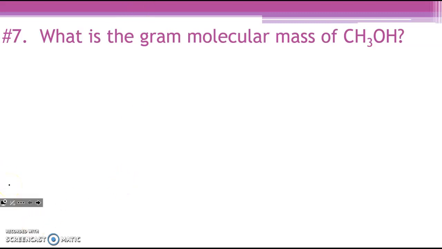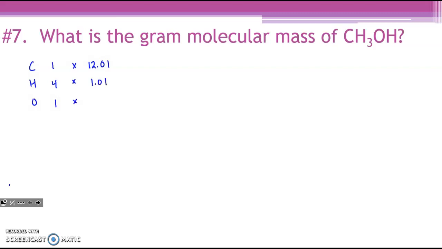All right, we're going to pick up where we left off, calculating gram molecular mass. We're going to do this for CH3OH. First things first, carbons, hydrogens, oxygens. I've got 1 carbon, 4 hydrogens, 1 oxygen. I'm going to multiply it by the mass on the periodic table. I'm rounding to the nearest hundredth.